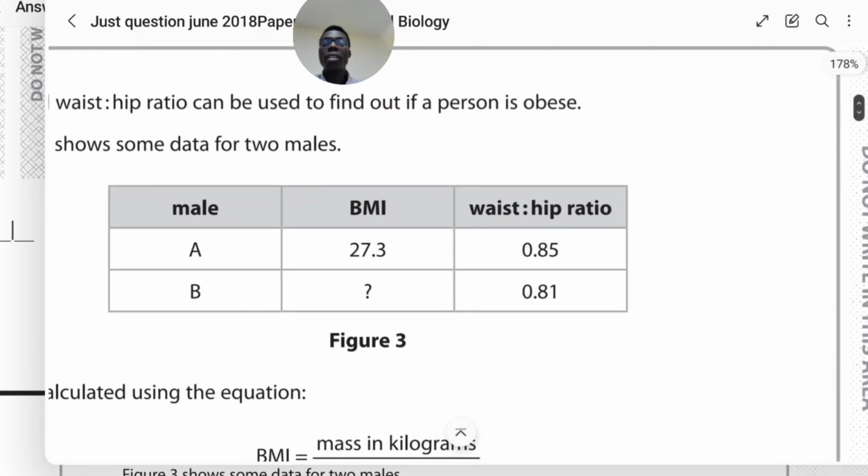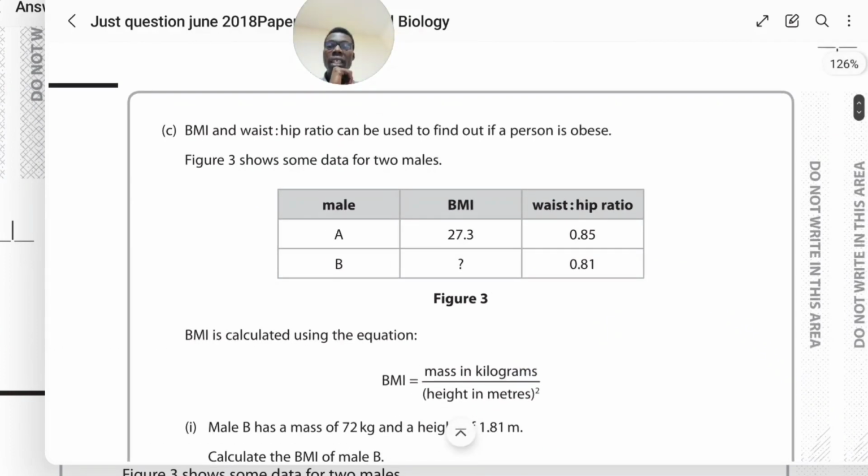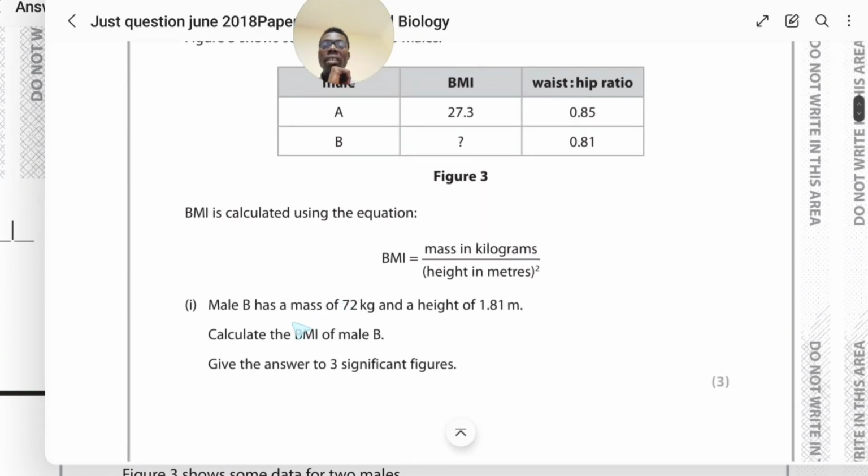Now, we have this reading here. For male A, this is the BMI and this is the waist to hip ratio. For male B, we don't know his BMI, so I guess we are going to be asked to calculate that. Male B has a mass of 72 kg and a height of 1.81. Remember that to calculate BMI, you need mass in kilograms and height in meters squared. So the question is: calculate the BMI of male B.